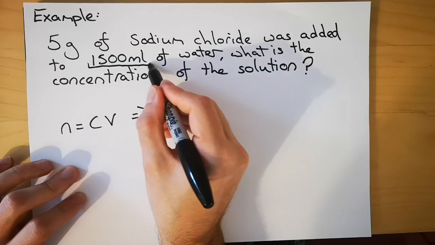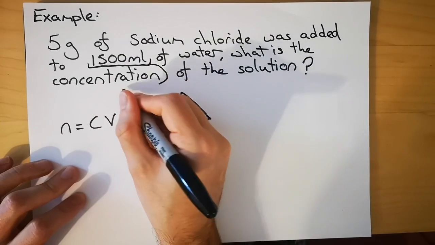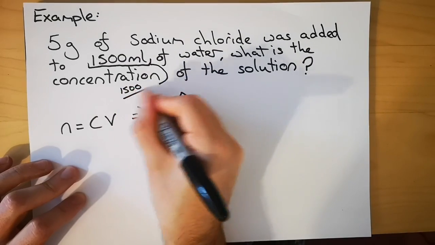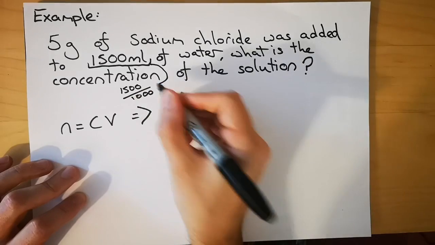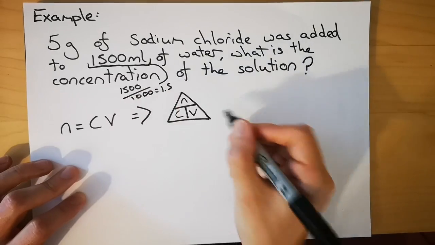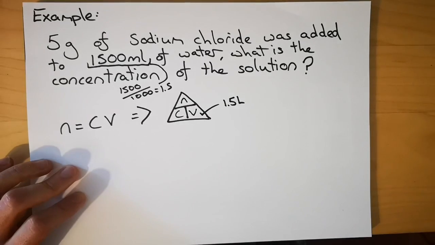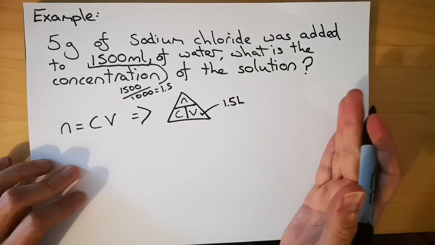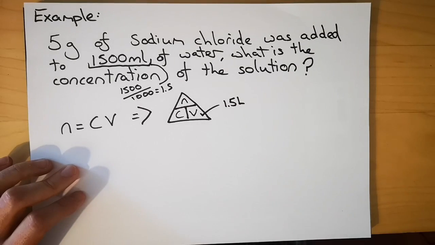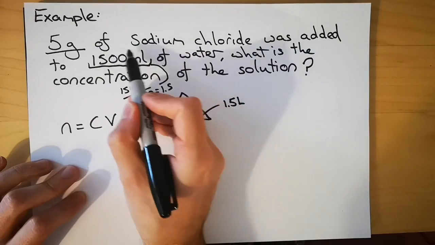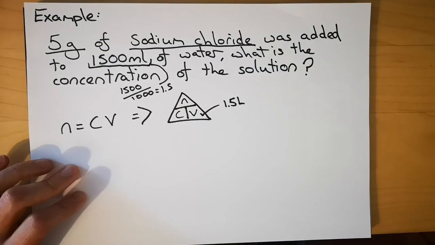Once again, my volume is in milliliters, so I'm going to take that 1,500 and divide it by 1,000, and I'm going to get 1.5. So I do have my volume, and it's 1.5 litres. Now, when I'm looking at this, there's no moles. I don't have moles. I do have grams, and I do know what my substance is.